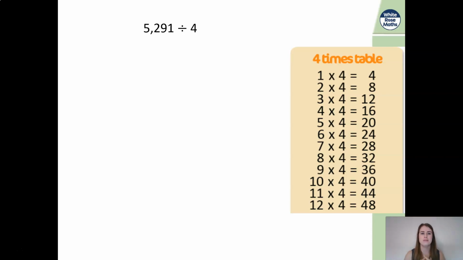So we're going to look at the sum, 5,291 divided by 4. Now I've included our 4 times tables here because I think it's going to help us with our division. So let's set this up using our bus stop. Here we have our divisor on the outside, and we have the number that we are going to be dividing in the middle. So this is the divisor, and this is what we call the dividend.